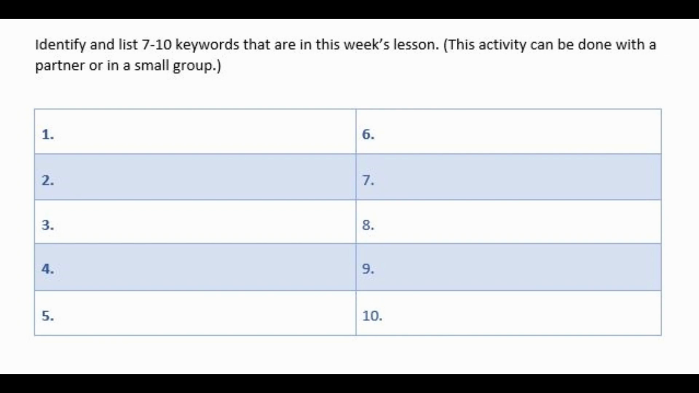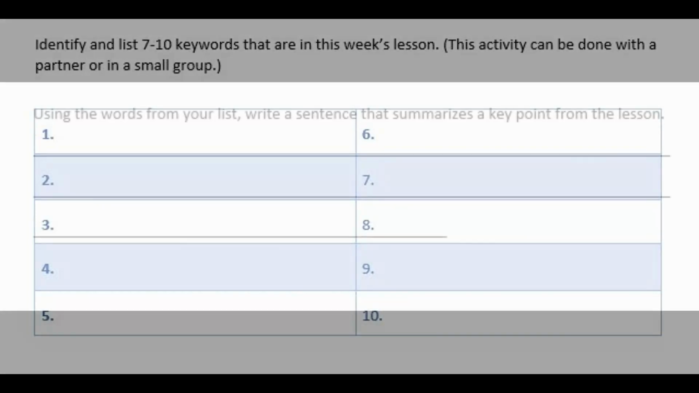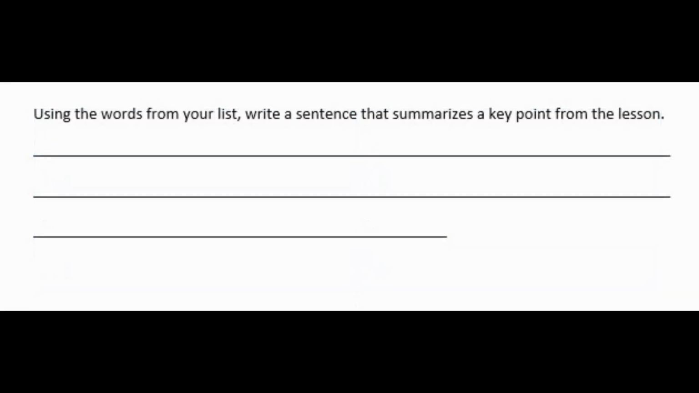After identifying the words or making a list of the words, have the students write a sentence that summarizes a key point from the lesson using the words from the list that they identified. And after they have written a sentence highlighting a key point from the lesson, have the students share their sentences with the class.